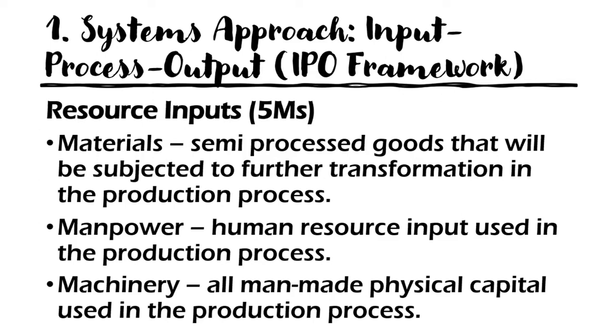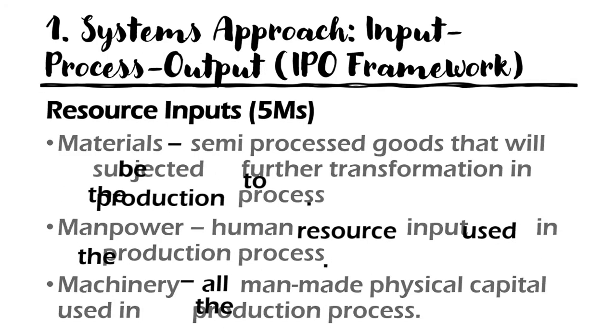Okay? And then, next letter M is the manpower. So, it refers to the human resource input used in the production process. So, basically, yung mga tao na involved sa paggawa or sa process sa pag-create ng product, yun yung tinatawag na manpower. And then next is the machinery. All man-made physical capital used in the production process. So, machinery, as simple as machines. Machines na involved sa pag-create noong product.